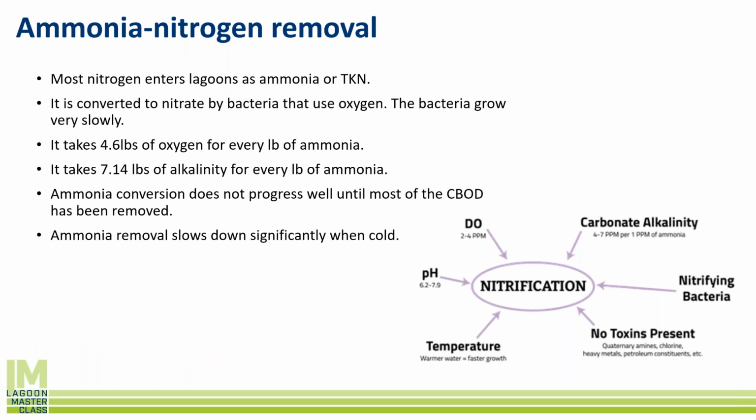What's my alkalinity? My rule of thumb for alkalinity is take the amount of ammonia in your influent, multiply it by 7, and then add 100 milligrams per liter. That's usually my rule of thumb for what I need to do nitrification. Your pH needs to be between 6.2 and 7.9. If it goes below 6.2, you're not going to nitrify. Really, I don't like to see my pH anywhere below 6.5. What's your temperature? Warmer water tends to nitrify faster than colder water, just like anything.